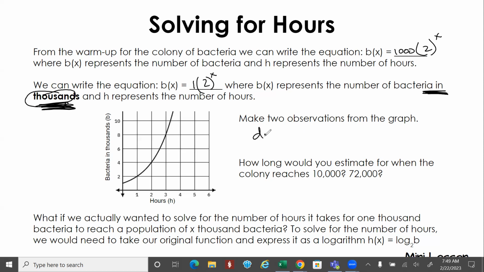Okay, so it's doubling every hour. Okay. Intercept is at 1. That's a point. Yeah, so this point is 2, 4.